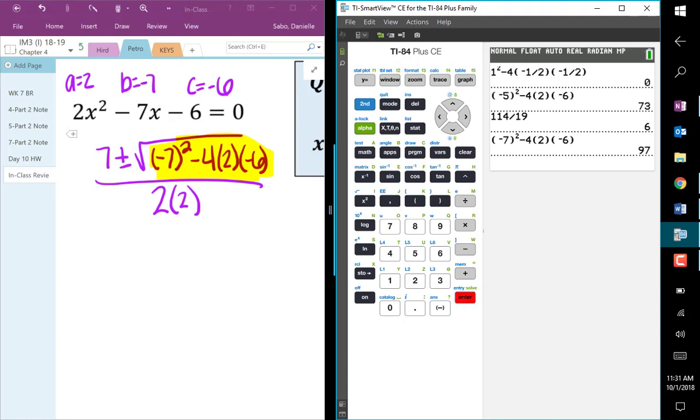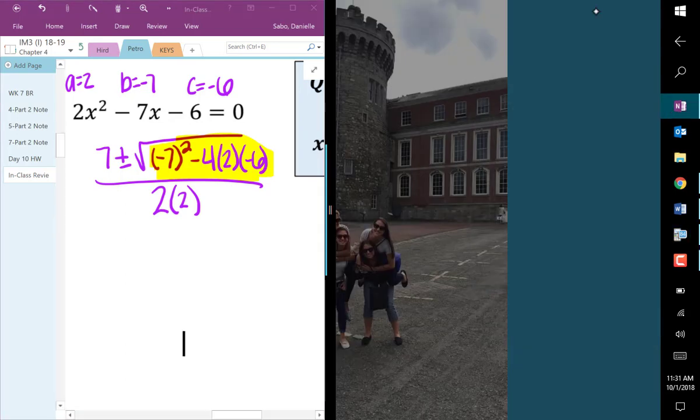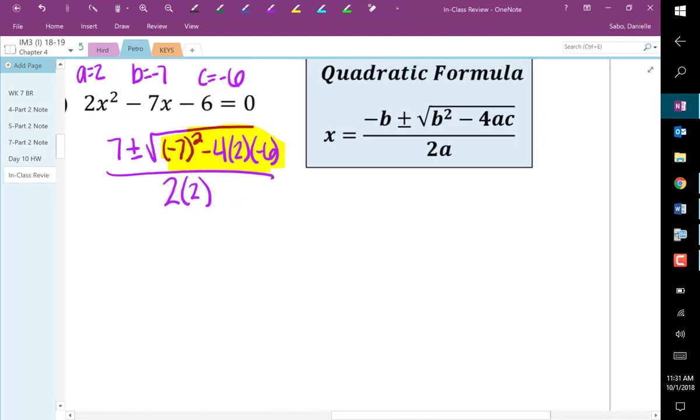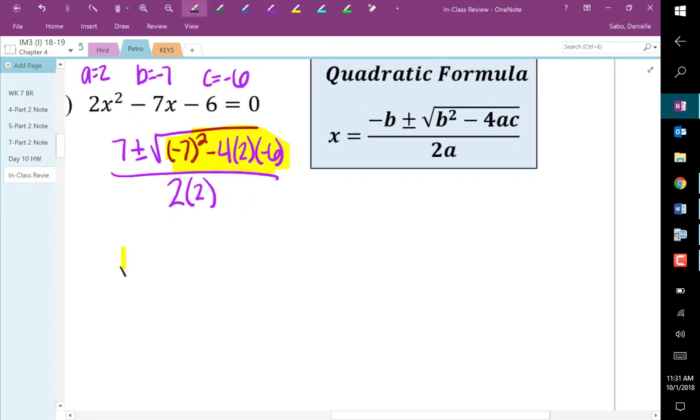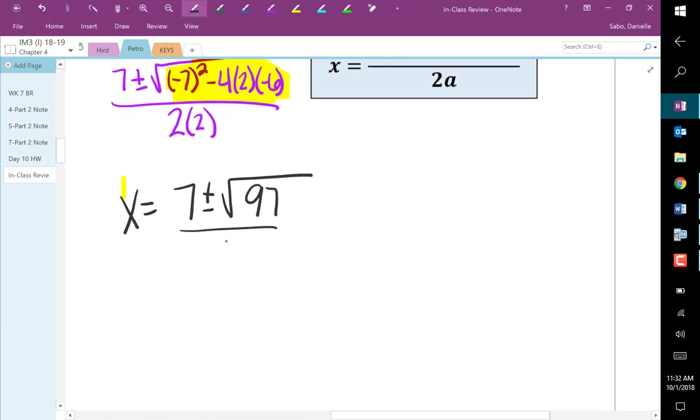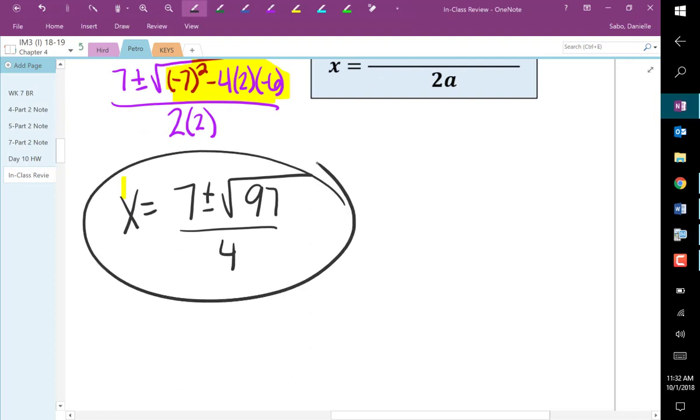And you should get 97. Is that what you got? Okay, if you didn't, let me know, and I'll come check your calculator. So I get, as my final answer, we're pretty much done. Okay, x equals 7 plus or minus the square root of, was it 97? 97. What's 2 times 2 at the bottom? 4, and we're done. So it wasn't that bad.